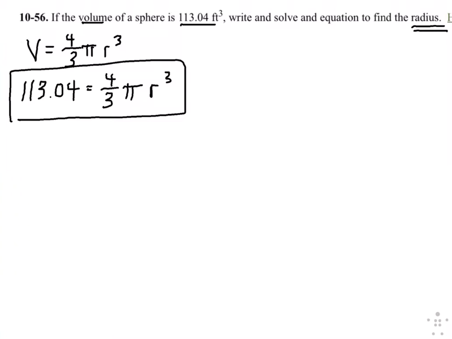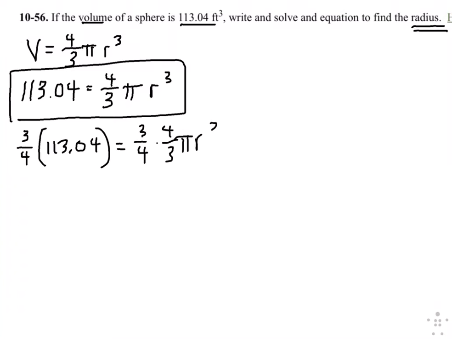So we multiply both sides by 3/4, right? So it's 3/4 times 113.04 equals 3/4 times 4/3 pi r cubed. So 113.04 times 3, divided by 4, comes out to be 84.78. 84.78 equals pi r cubed.